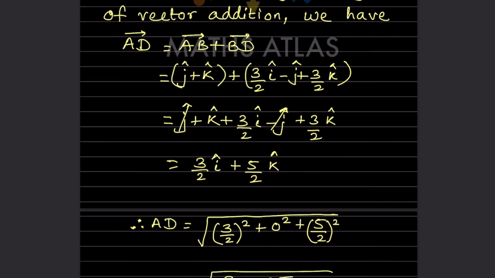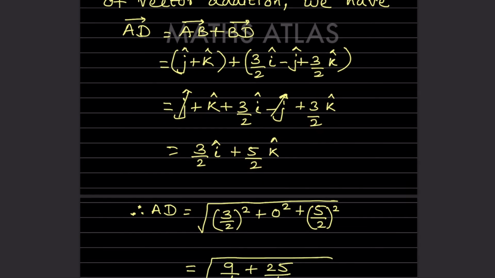So now this one means we got, so what will be AD? So AD is going to be what? A square plus B square plus C square. So here we have A square, this one as this is A, we don't have B, but this is C, because I, J, K, we don't have any J over here, so we can take that J as 0. So 3 by 2 square plus 0 square, that plus 5 by 2 square.